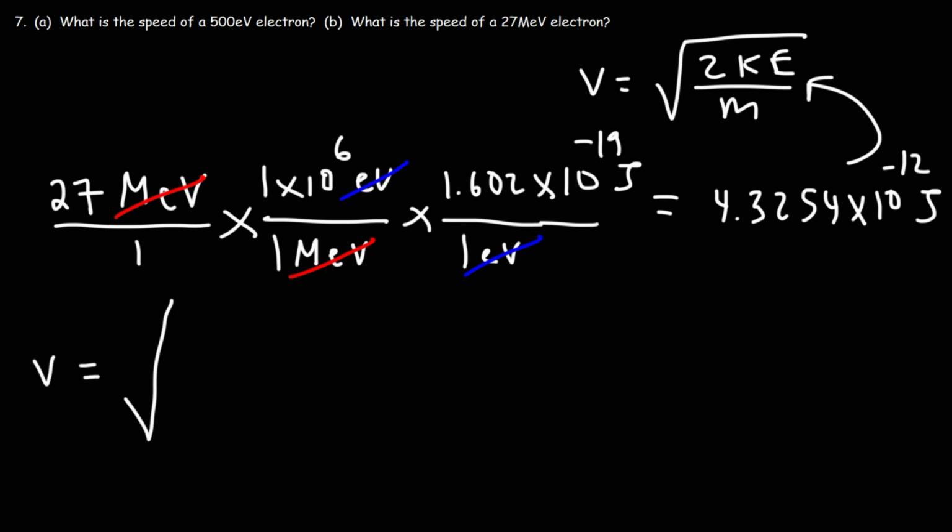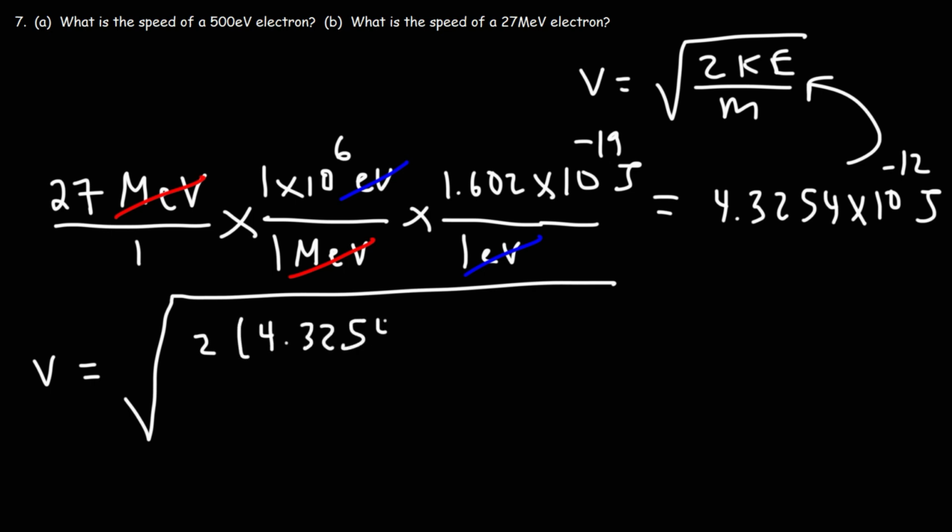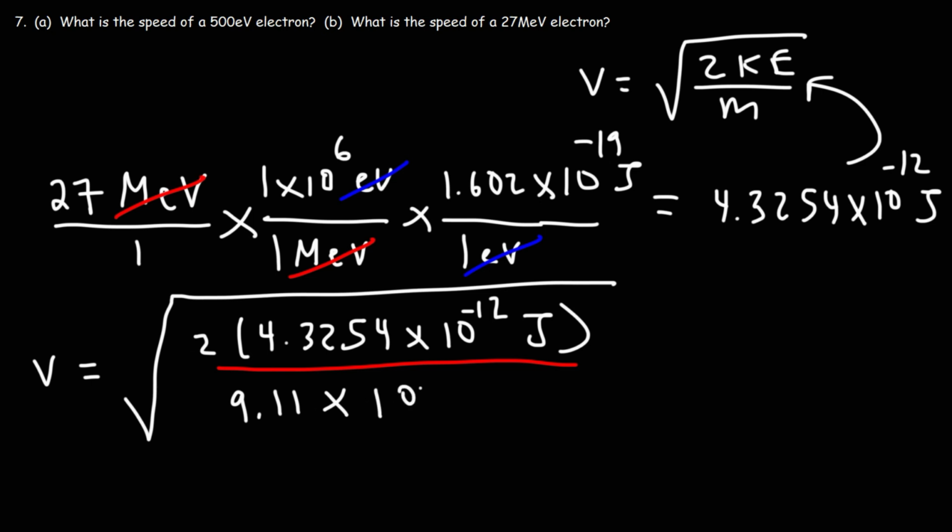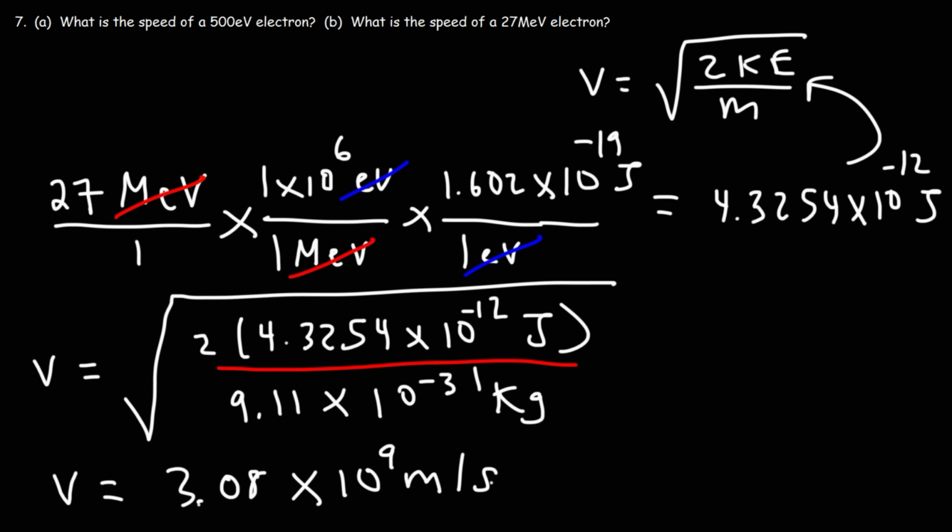Now let's calculate the speed. And let's divide this by the mass of the electron. The answer that I got is 3.08 times 10 to the 9 meters per second, which I think is a little bit too fast for an electron. But nevertheless, that's the process that you would use to get the answer though.